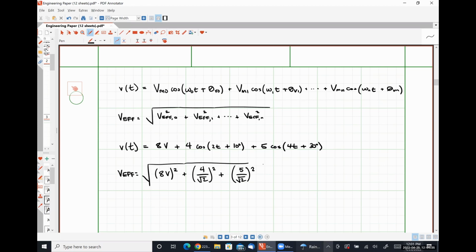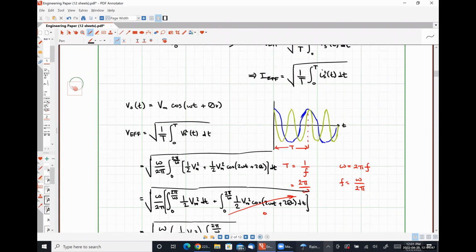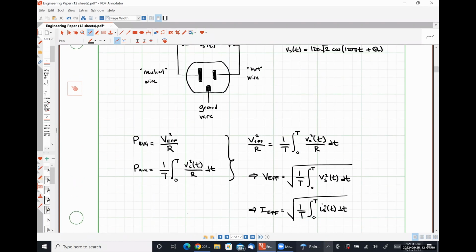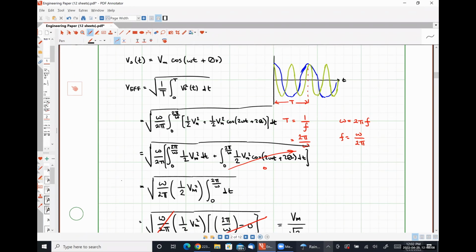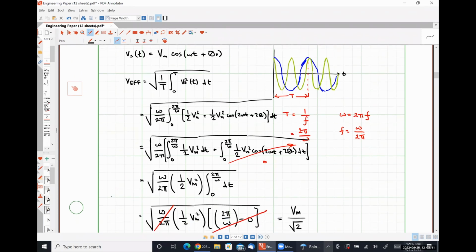Then we have introduced the concept of effective values for periodic waveforms. Just to reiterate, the equations that we developed here, this guy for V effective and I effective in the bottom right-hand corner of the screen, are valid for any and every periodic voltage and current waveform. For a purely sinusoidal signal, we found that the effective value is simply the magnitude of the signal divided by the square root of 2.